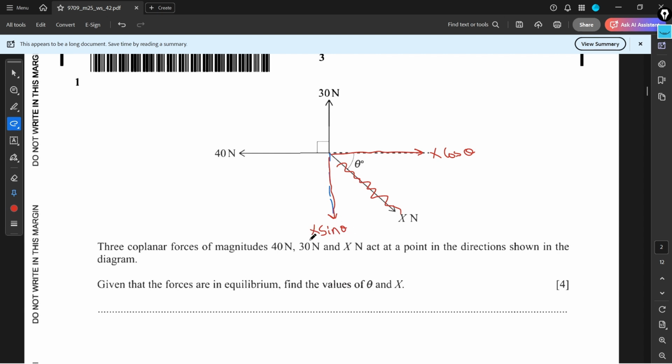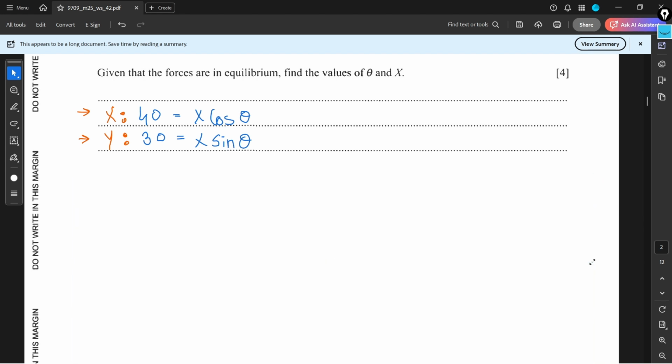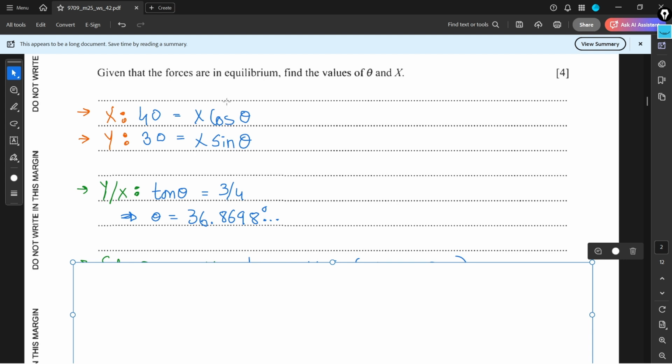Let me show you how I have done this. From the diagram, I have copied the force in the x direction, 40 is equal to x cos theta, and for the y direction, it is 30 is equal to x sin theta. Now to find theta, I am going to divide my y equation by the x equation so that I get sin theta over cos theta, which is equal to tan theta. In doing this, I get tan theta is equal to 30 by 40, which is 3 by 4.